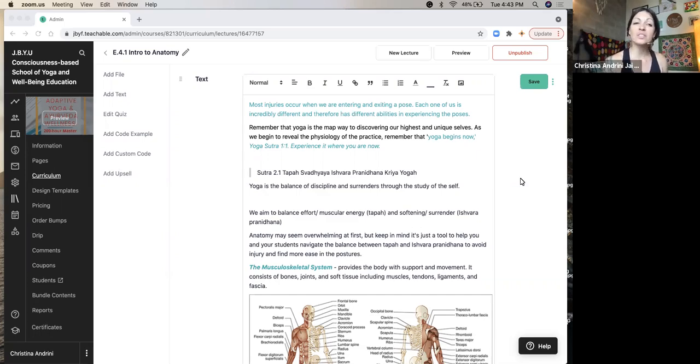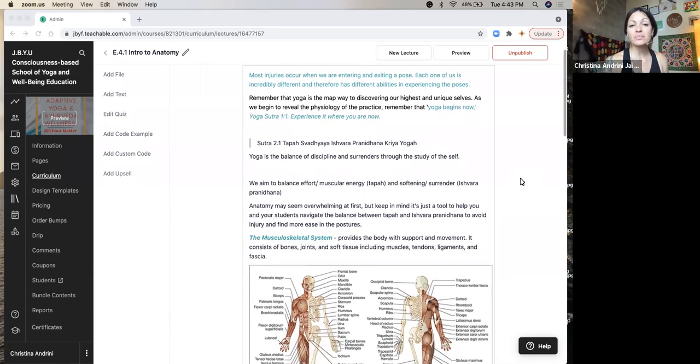So let's dive into the intro now. I'll read through this and you can follow along or listen along, and then come back to the areas of the material where I'll dive into maybe one of the PDFs that we may have. In your platform, you'll come into section E.4.1, Intro to Anatomy.